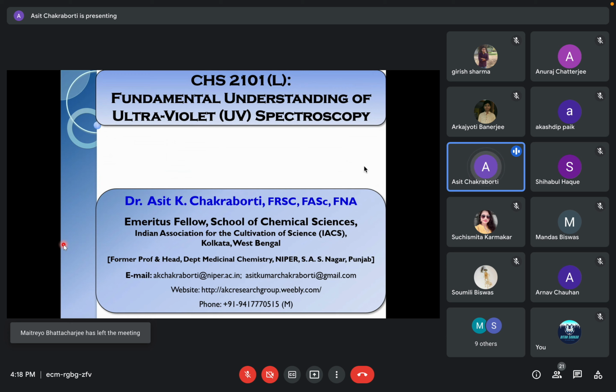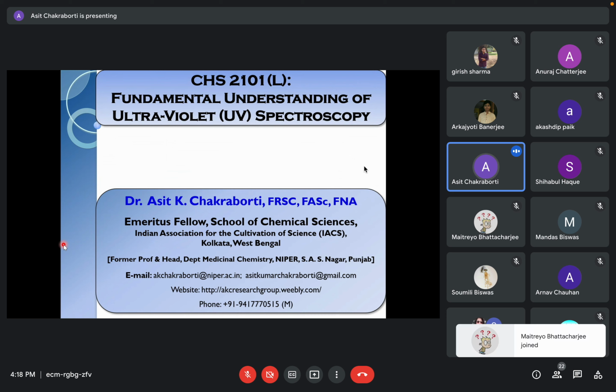It's an n-pi star transition, right? The n orbital in sulfur is at a higher energy. The ground state energy of the n orbital of sulfur is higher. You see that? You go down the periodic table, and the n orbital is at a higher energy. That's why the gap between n and pi star becomes smaller in the case of sulfur.